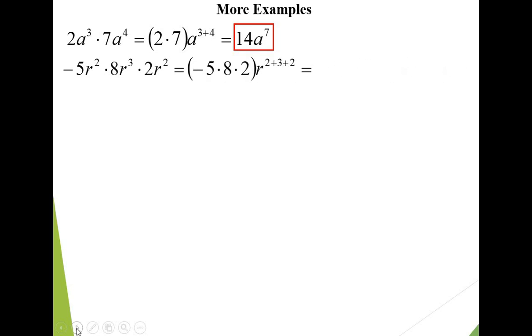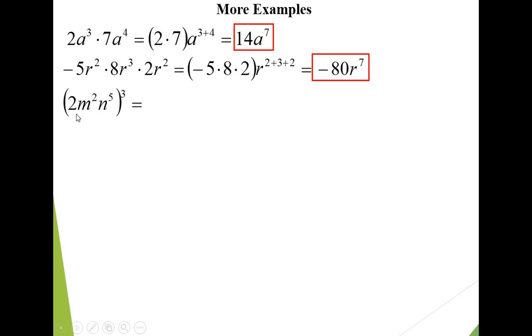All right. After you have done that, what you're going to do now is multiply out the coefficients. So you're going to multiply -5 times 8, which is going to give you -40, times 2, which is going to give you -80, right? So here you simply add the indices, which is 2 plus 3 is 5 plus 2, which is 7. So your final answer is simply going to be -80r to the 7th power. All right. Next example.